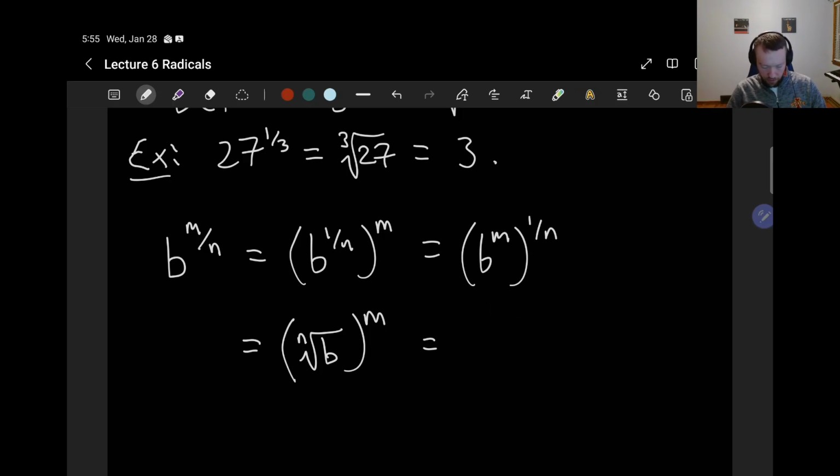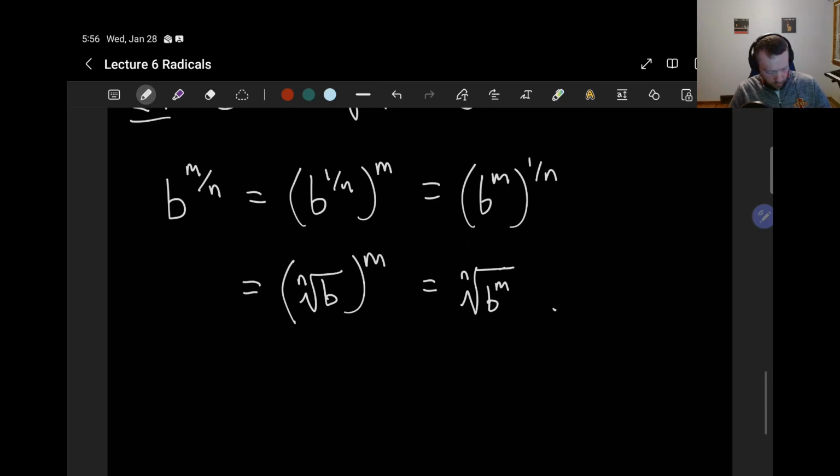And this one can also be rewritten. So nth root on the outside and B to the M in there. So these are the exact same thing. And which way you choose to write it in depends on convenience. What's convenient in the moment? So let's do an example.